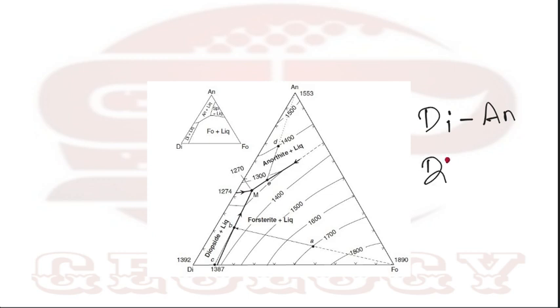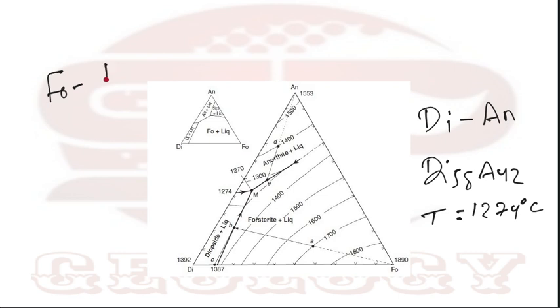Okay, so diopside 58, anorthite 42 at temperature 1274 degrees Celsius. Okay, like that, phosphorite and your diopside. This also has a eutectic relationship. Anyone? Temperature and composition of phosphorite dioxide, eutectic.